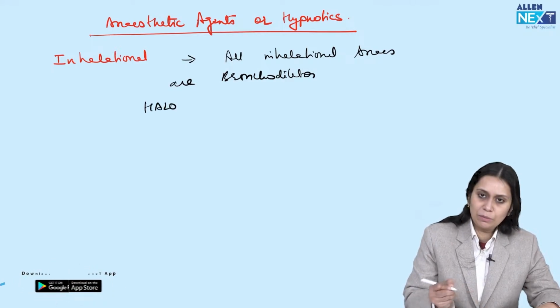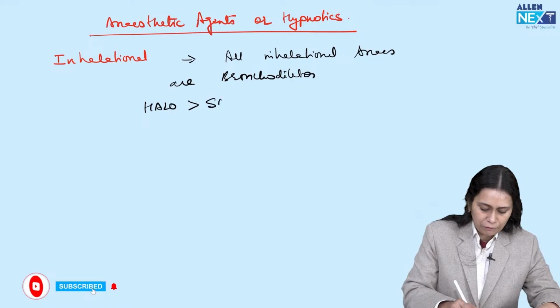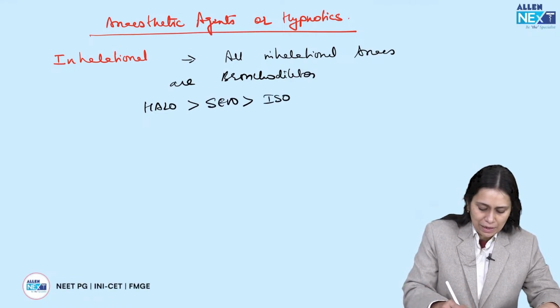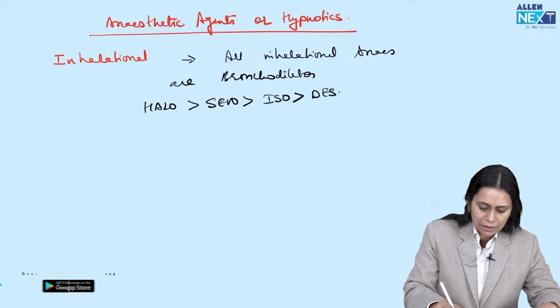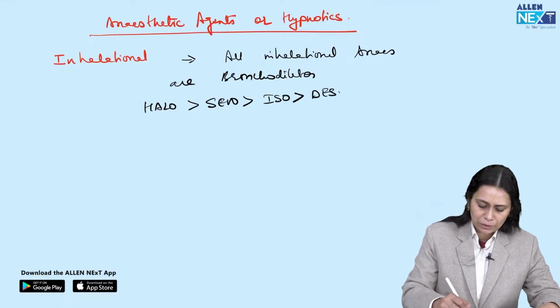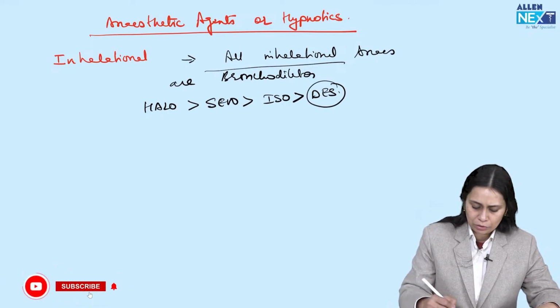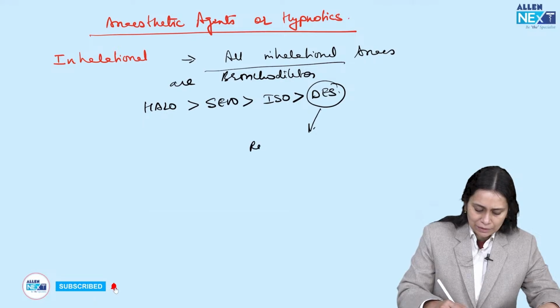This is the best bronchodilator. Then sevoflurane, second best bronchodilator. Then isoflurane and then desflurane. Okay, so this is the sequence of bronchodilation, but all are bronchodilator. So desflurane is bronchodilator, no doubt, but it is a respiratory irritant.